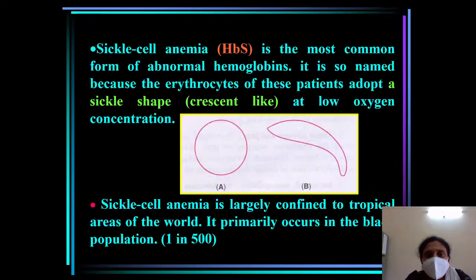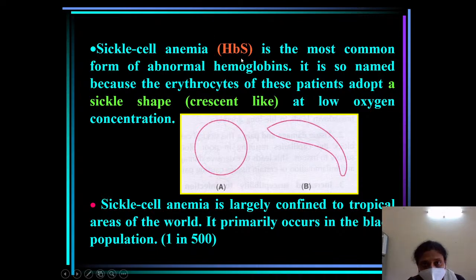Now here this HbS is the most common form of abnormal hemoglobins. Among the abnormal hemoglobins, the most common one is HbS. HbS is nothing but sickle cell hemoglobin. Why is it called sickle cell hemoglobin? It is so named because the RBCs of these patients appear sickle shaped at low oxygen concentration. Here HbS is responsible for sickle cell anemia.